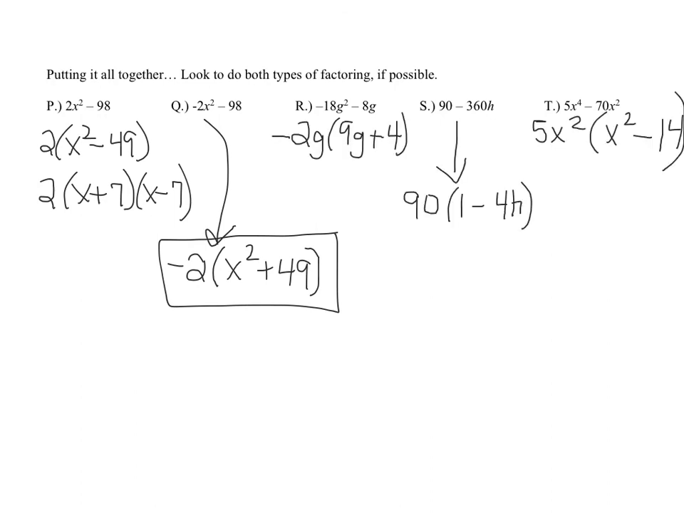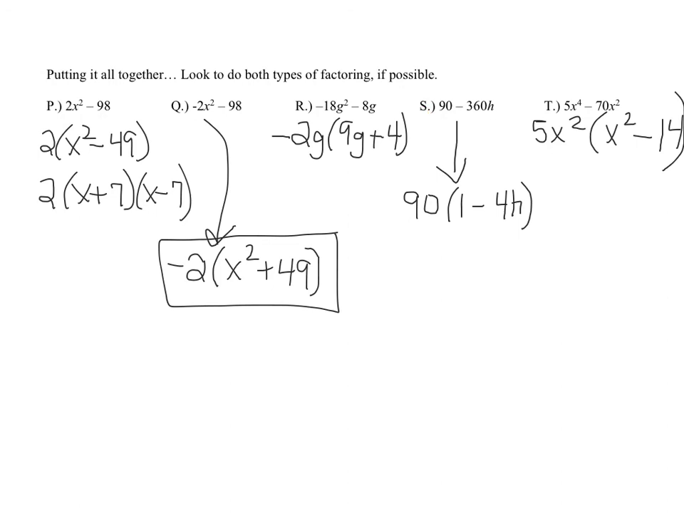Now, hopefully you didn't let me trick you on these next 3 because all we can do on the next 3 is pull out GCFs. So in R, if I pull out negative 2g, you're left with 9g plus 4. And first of all, g is not a perfect square because it's not g squared. And then because that's addition, I can't break it up anyway. So this one is finished.